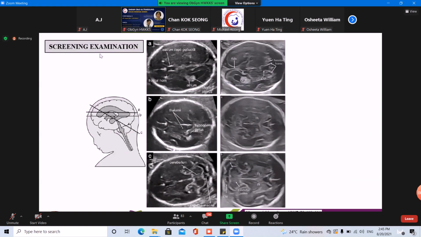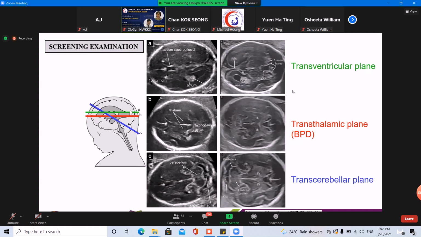Okay, so the screening examination that every fetus should have during the routine morphology scan is composed of three axial planes. The three axial planes are the transthalamic plane, which is also what we call the BPD plane because we are taking the BPD in this plane. The second plane is the transventricular plane, and this plane is parallel to the first plane, but it is a little bit higher. The third one is a slanted plane, which cuts through the cerebellum, and therefore it is called the transcerebellar plane. So let us take a look at these three planes one by one.